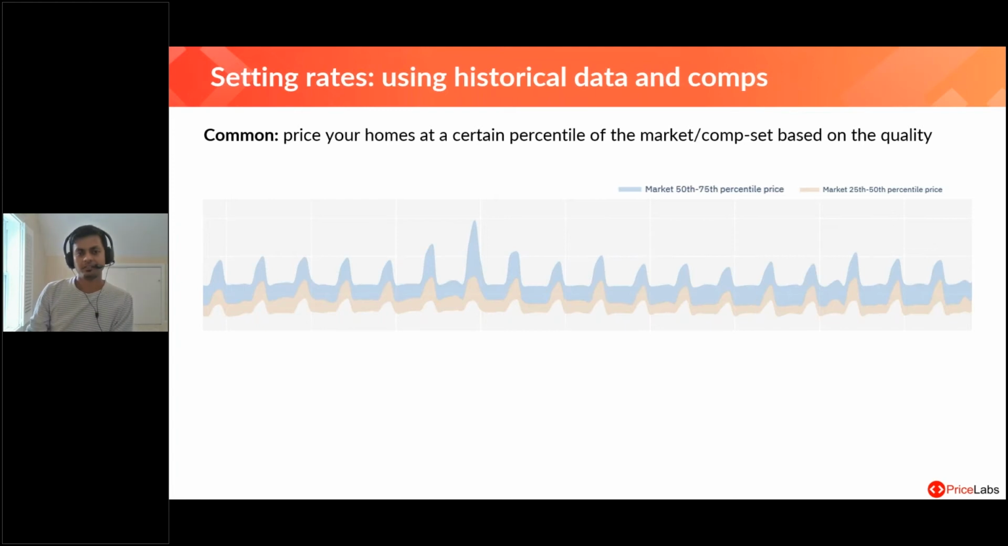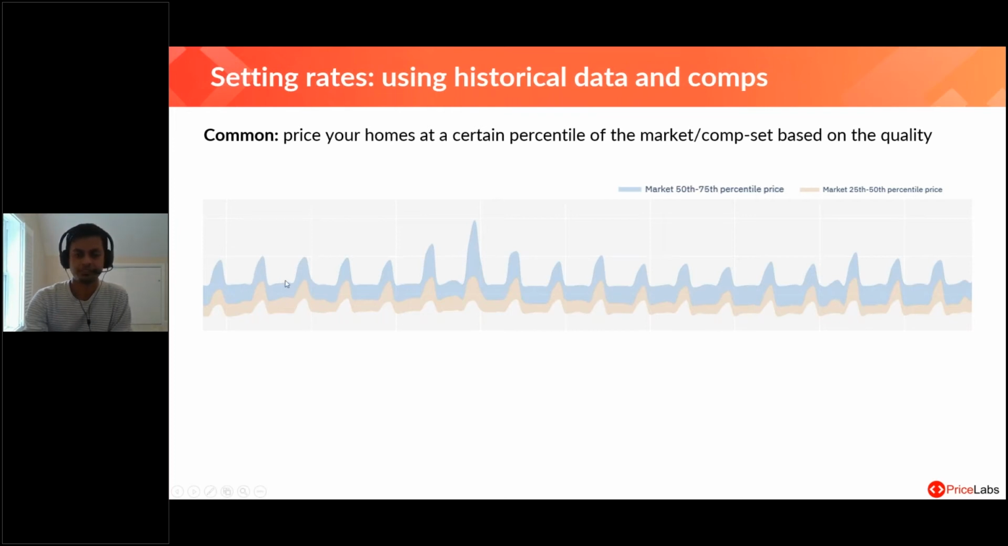So a lot of times what we hear is, okay, if my property is a middle property in terms of quality, like an average property, we've heard customers say, shouldn't we be priced in the middle, right around here, because hey, that's the middle of the market and my property is pretty average. Or if you have an exceptional property, for it to be closer to the 75th percentile price, right?